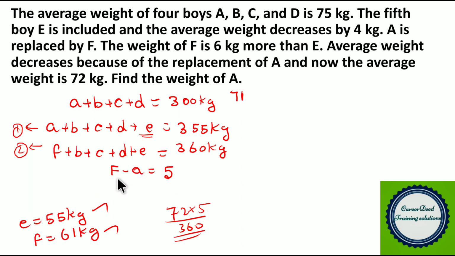Now you know the weight of F is 61 kilogram, right? So substitute this F as 61. So 61 minus A equal to 5. So A is equivalent to 56. Now what you exactly need is the weight of A. So the weight of A is equivalent to 56 kilogram, right? So simply we are using the linear equation method. The concept is also simple, but the question is little big.